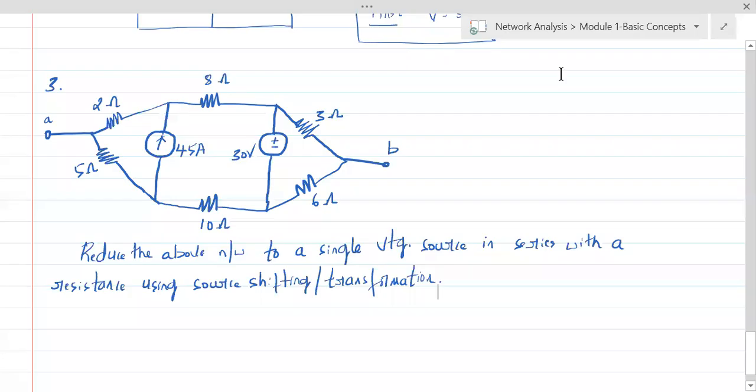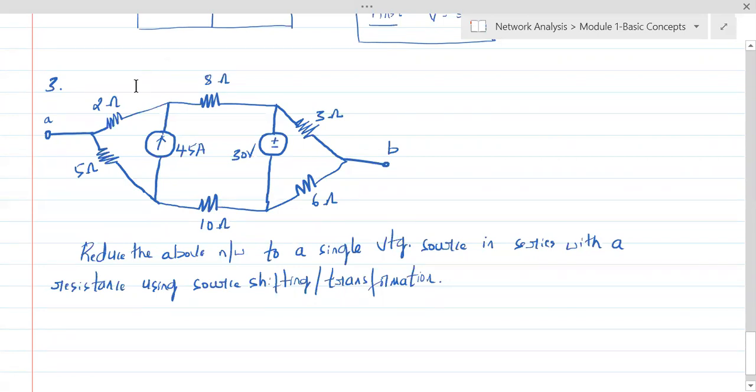Yeah, this is the circuit given. In this circuit, what they've asked is this is the network across terminals AB. So what they're asking us to do is reduce this particular network to a single voltage source in series with a resistance, using source shifting and source transformation.